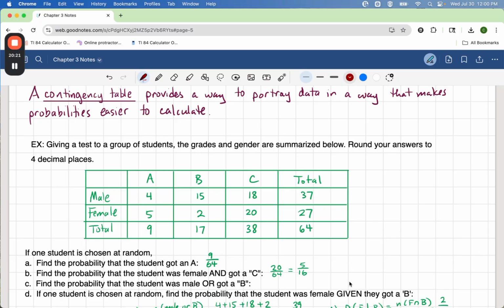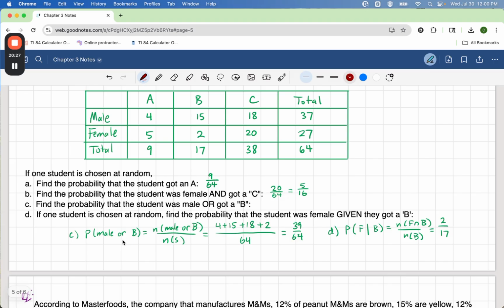Find the probability that the student was male or got a B. So let's look at that one. Probability of male or B, that's the number of male or B. So there's 4, 15, 18, so 37 males, and then 2 females that got B's, so we have to consider them. They're male or got a B. So I add those together, I got 39. 39/64 is going to be the probability of a randomly selected person being male or having received a B.